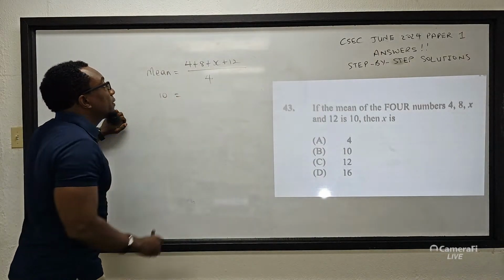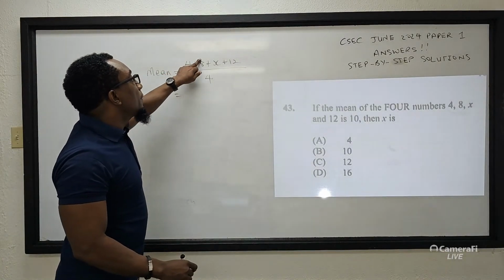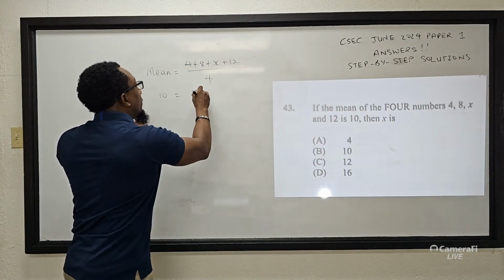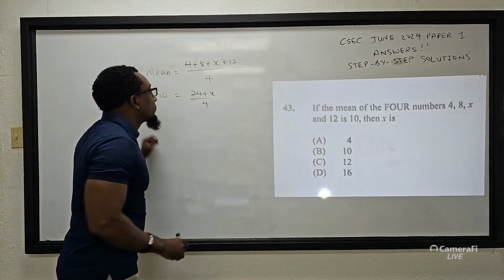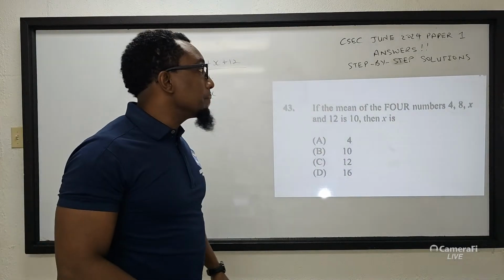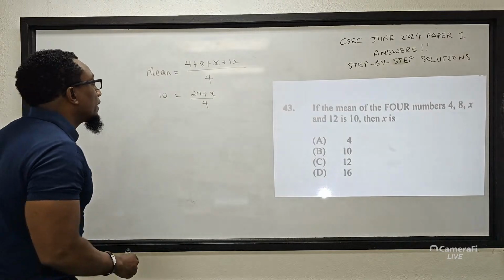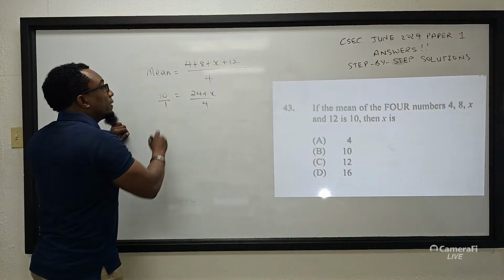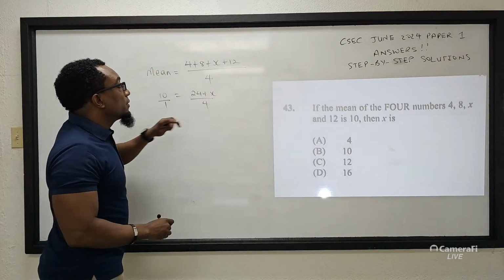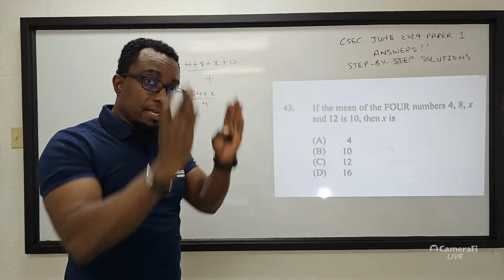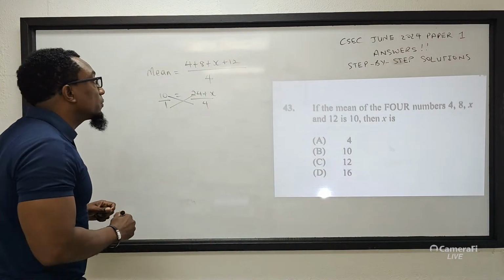So 10 will be equal to 4 plus 8, which is 12. 12 plus 12 is 24, plus x, over 4. And we can establish a nice simple equation which can help us to find the value of x. So what are we going to do here? I am going to put 10 over 1. I can either multiply both sides by 4, or I can cross multiply because I have single fractions on either side of the equal sign.